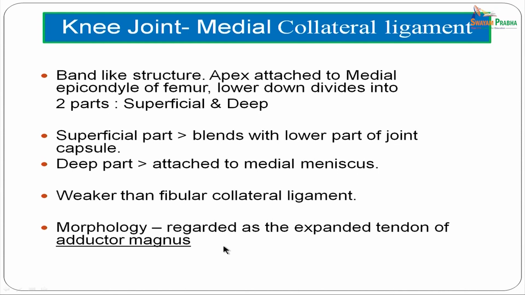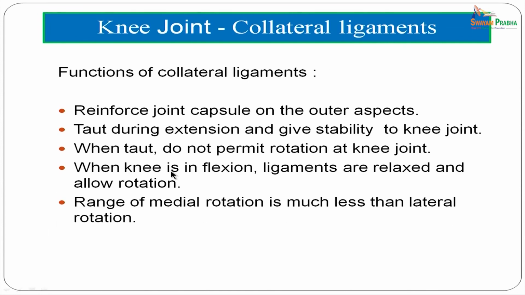Now let's have a look at the functions of these collateral ligaments. The collateral ligaments reinforce the joint capsule on the outer aspects. They are taut during extension and give a tremendous amount of stability to the knee joint. When taut, these ligaments do not permit rotation at the knee joint. And when the knee is in flexion, the ligaments are relaxed and allow a certain amount of rotation at the knee joint. The range of medial rotation is much less as compared to the range of lateral rotation.